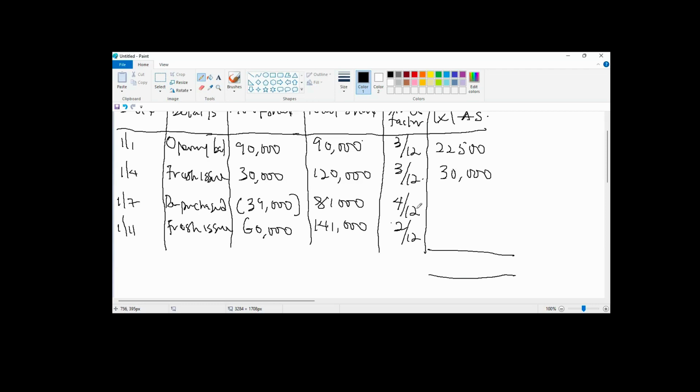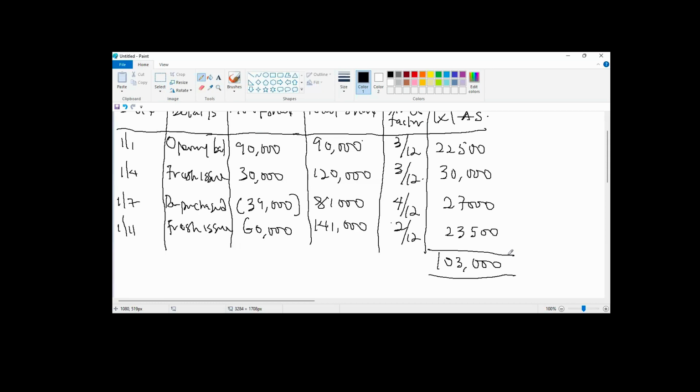27,000. Thank you, ma. We have 27,000. Then the last one, 23,500. This is the weighted average of shares outstanding that qualify for dividend in that year. I will now sum them together. That gives 103,000, which is the requirement of the question: calculate the weighted average shares.